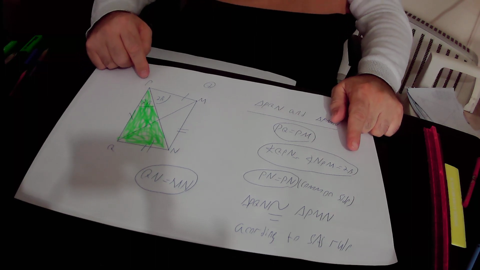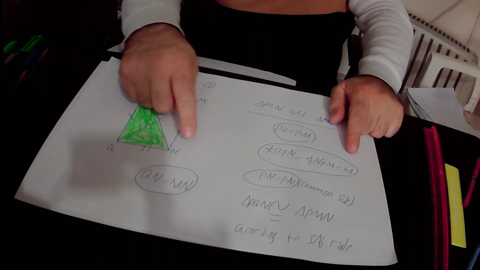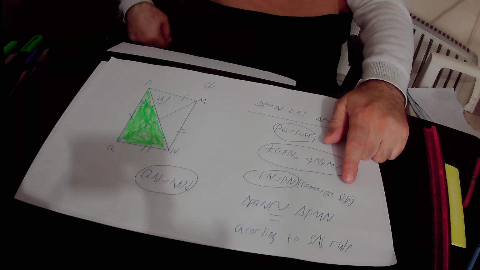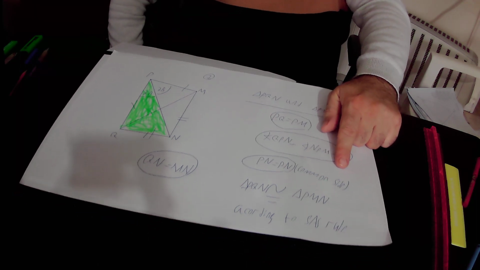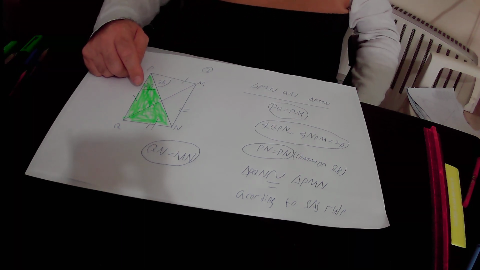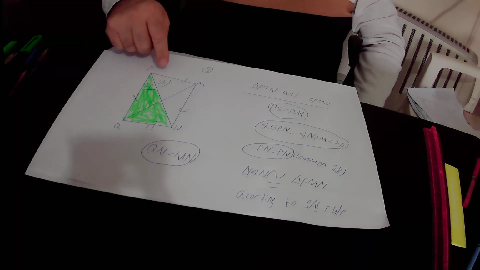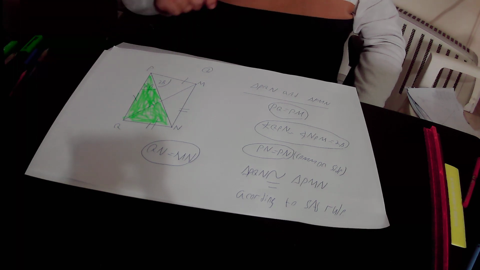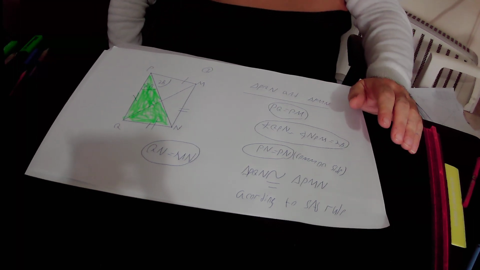And they also have a common side. PN is a common side that belongs to both triangles. So PN equals PN. So we proved that the green triangle, triangle PQN, is congruent to the white triangle, triangle PMN, according to the side angle side rule.